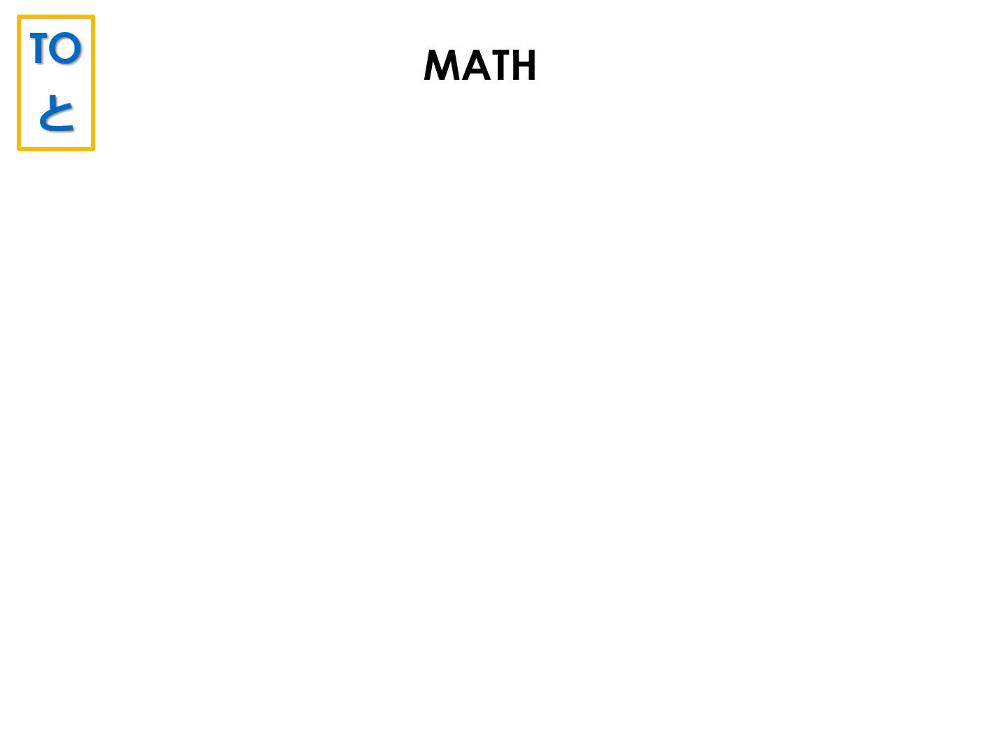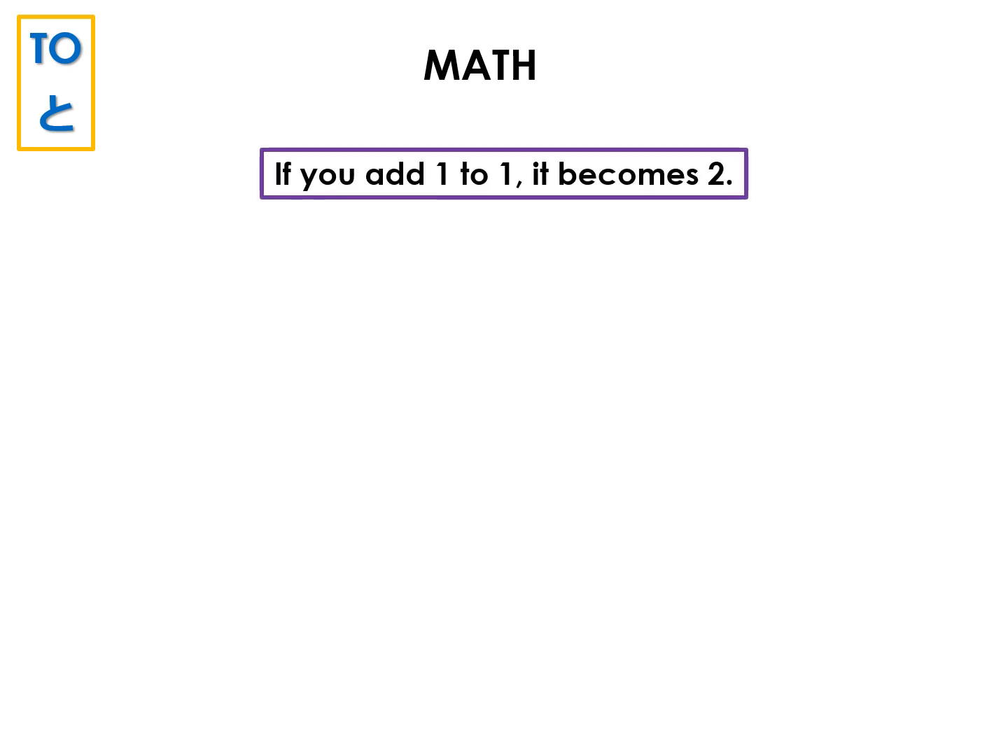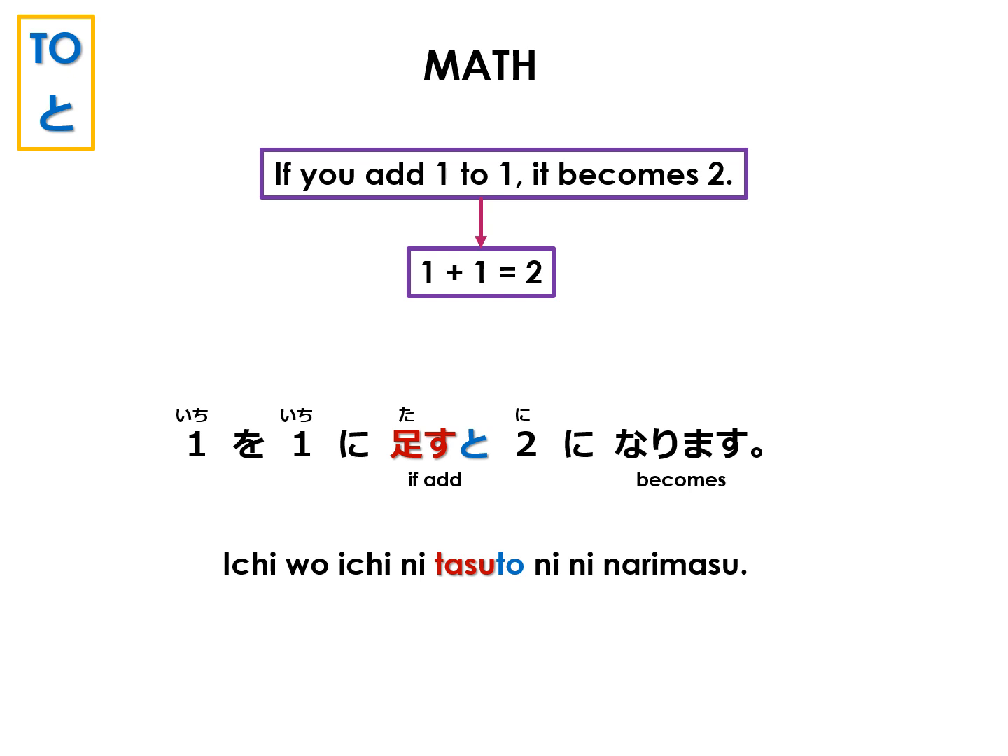Let's look at our sample sentences. This one is a math sentence. If you add 1 to 1, it becomes 2. In other words, 1 plus 1 equals 2. And in Japanese, you'd use a to conjugation for this. And you'd say, ichi o ichi ni tasu to ni ni narimasu. You'd hear the to conjugation used a lot in math sentences.